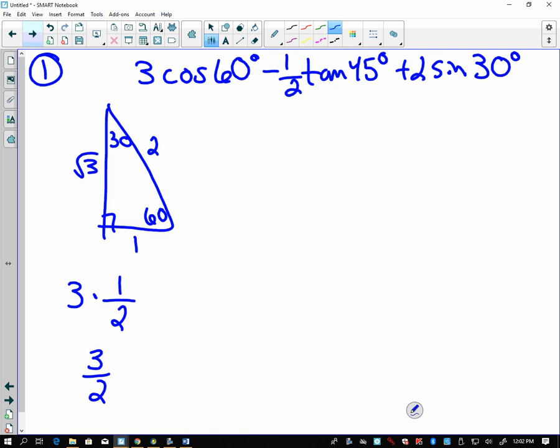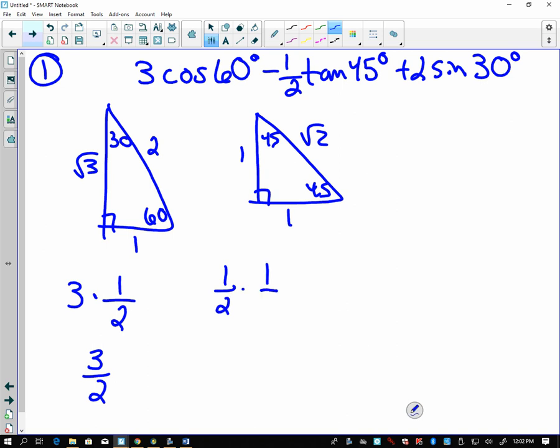All right, next one, 45, 45, 90. We know we're going to get 1, 1, radical 2. So we want 1/2 times the opposite over adjacent, which is going to be 1 over 1. Doesn't matter which 45 you use, you're going to get 1 over 1. So you're going to get 1/2. And notice that I've got a minus there. So I'm going to subtract 1/2. And then we've got ourselves a 30, 60, 90.